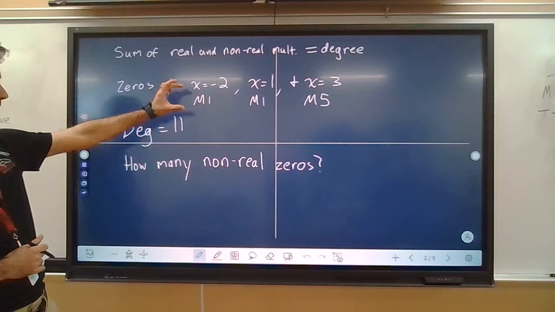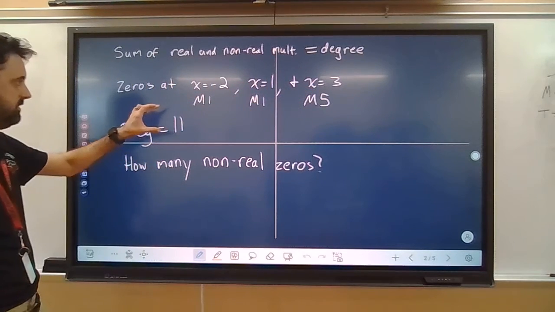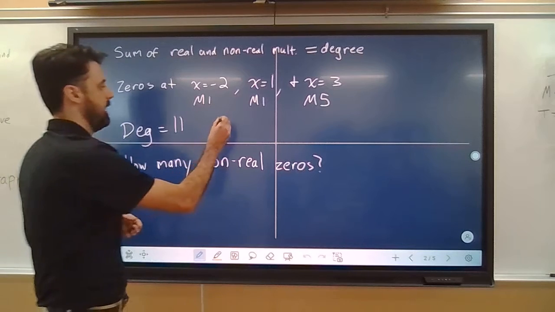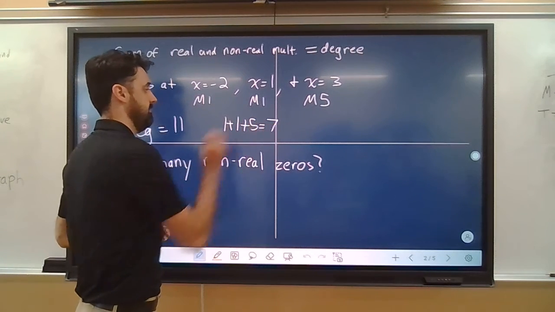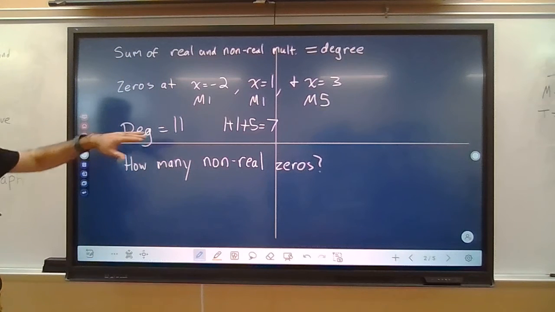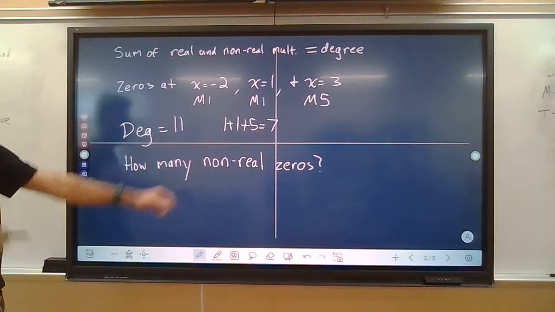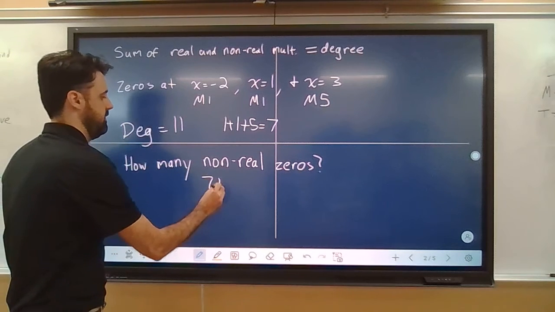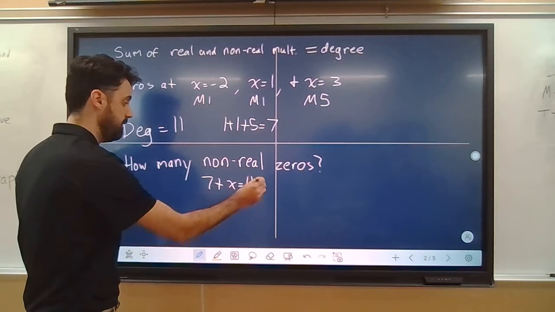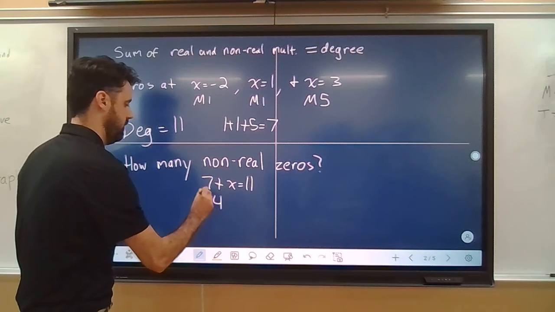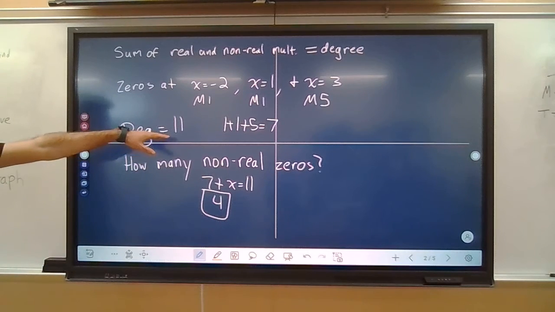Okay, and so it should work out where if we added all the multiplicities together, it gives us the degree. And so if we add 1 plus 1 plus 5, we get 7. The reason it doesn't equal the degree here is because there's non-real zeros. Well, how many are there? Well, 7 plus x is going to equal 11. So there's going to be 4 non-real zeros because, again, the total degree here is 11.